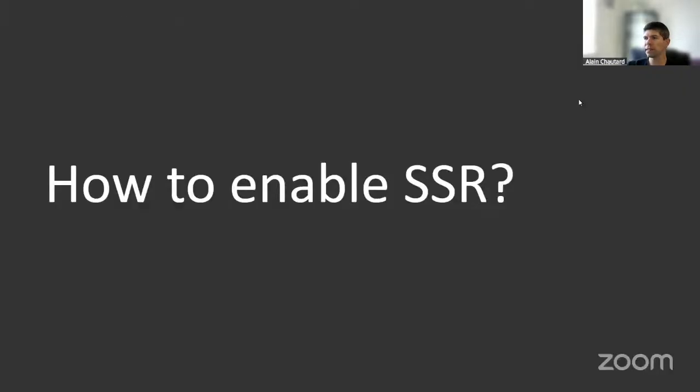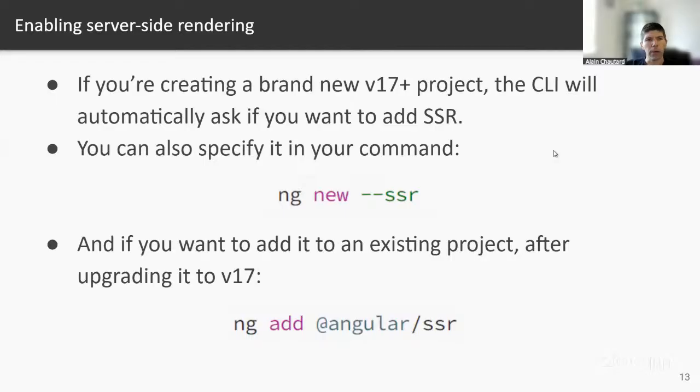So if we want to test SSR, if you want to start using it, how do we do that? If I want to enable SSR, the first constraint is to have at least Angular version 17. When you use at least Angular version 17, and if you start a brand new project, Angular CLI is going to ask you, do you want to use SSR or not? And if you say yes, your project is going to be set up for that by default. Or you can just use ng new --ssr, and this creates a brand new project with server-side rendering.